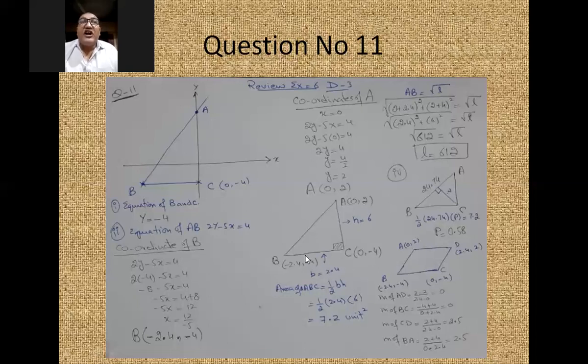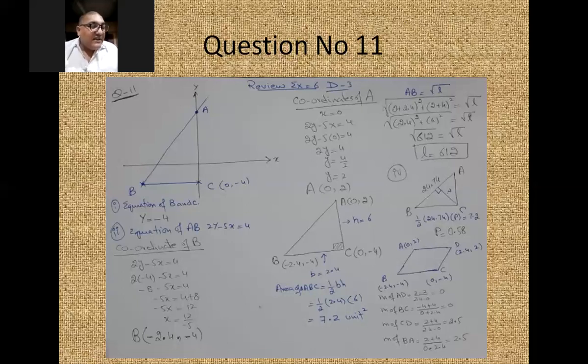Here it's a horizontal line and they both have the same y. So this length will be from 0 to minus 2.4. So this length is 2.4 basically. So in this triangle, we know the height and the base of this triangle. So very easily I can find the area of this triangle. The area of triangle ABC will be 1 by 2 into base into height, 1 by 2 into 2.4 into 6. So that will be 7.2 units square. So you can see we can find the area of the triangle very easily.